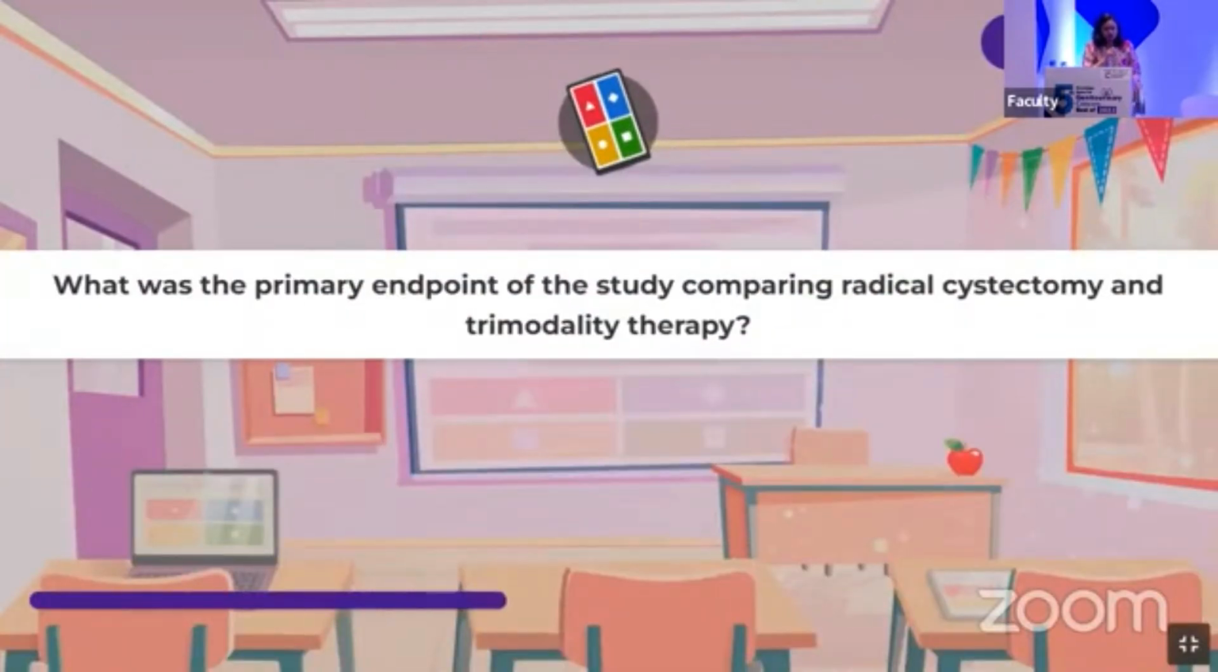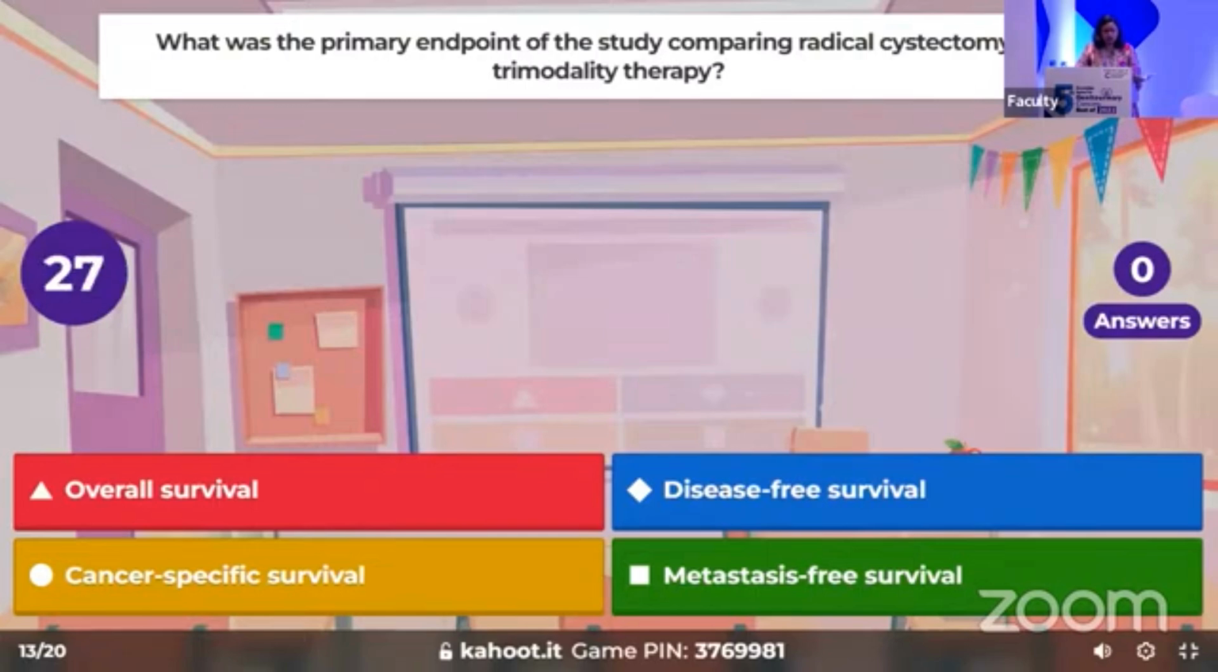So what was the primary endpoint of the study which looked at the radical cystectomy in comparison to trimodality therapy? So first option is overall survival. Second is disease-free survival. Third is cancer-specific survival, and the last one is metastasis-free survival.